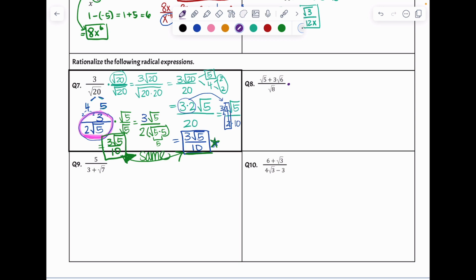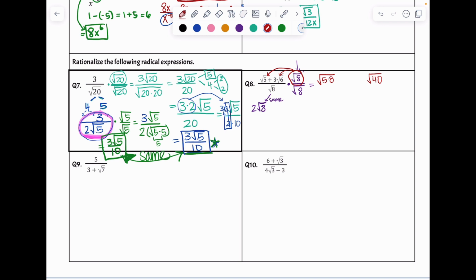Question 8, we are multiplying by the denominator, square root of 8 over square root of 8. Again, you could factor this and simplify to 2 rad 2, and you should end up with the exact same result as me leaving it as square root of 8. So you're going to be distributing square root of 8 to square root of 5 and to 3 square root of 6. Then we have square root of 5 times 8, which is going to be square root of 40.